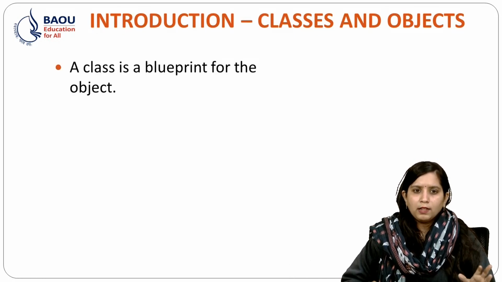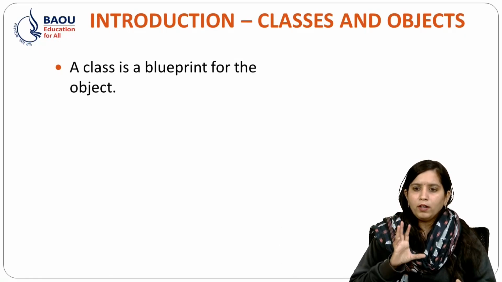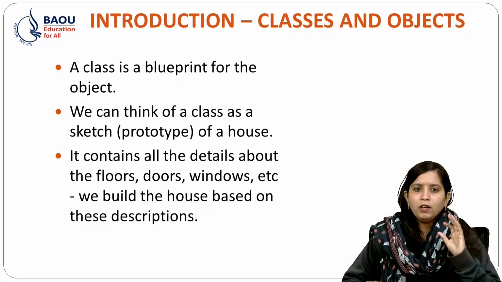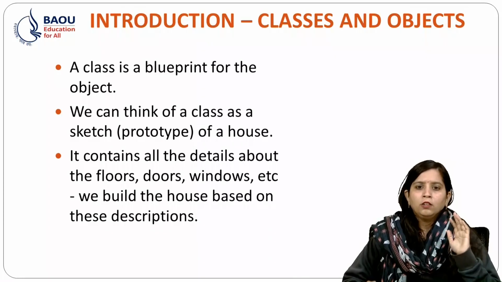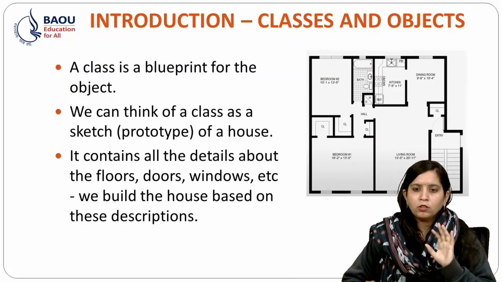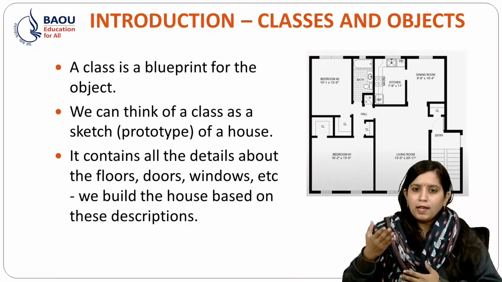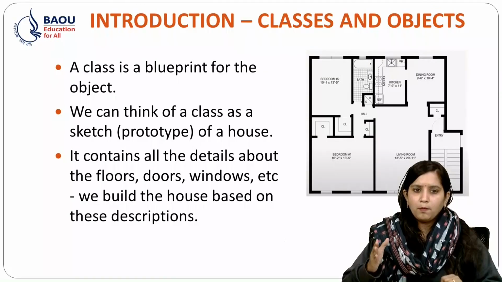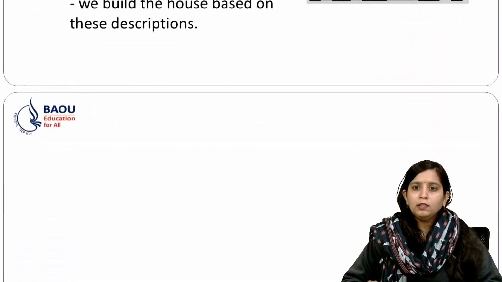So what is class? Class is a blueprint for an object. For example, if we have a house, right? So this is a blueprint of a house. Whenever it is a sketch of a house, according to the sketch, we build our house. So it contains all the details about the floors, doors, windows, etc. So this is a class.